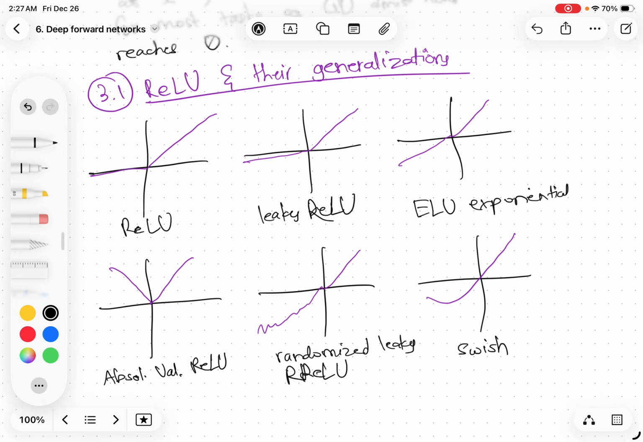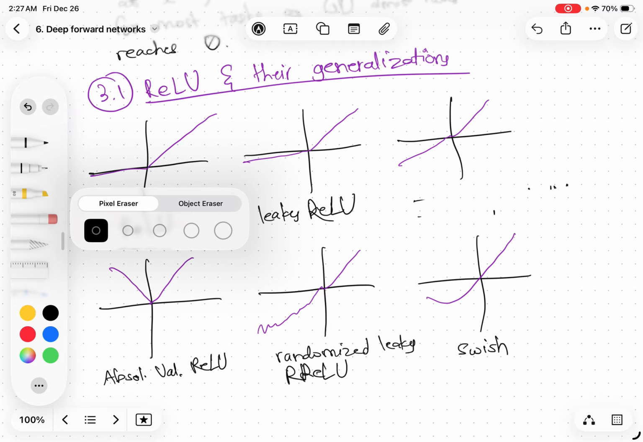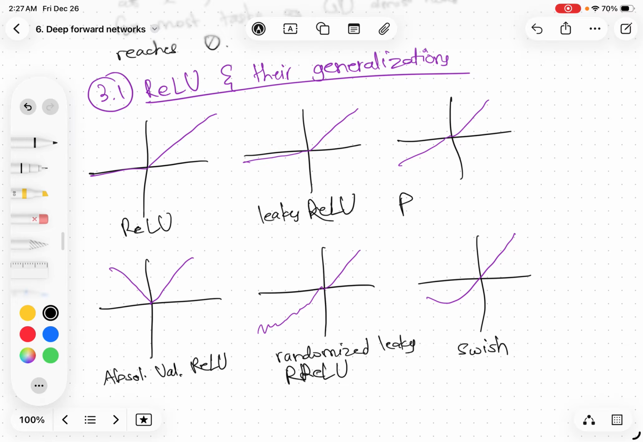Basically, the generalizations of rectified linear units are based on using a non-zero slope, and absolute value rectification is one of them. There's leaky ReLU, and the parametric ReLU, or PReLU. These are again approximated diagrams.